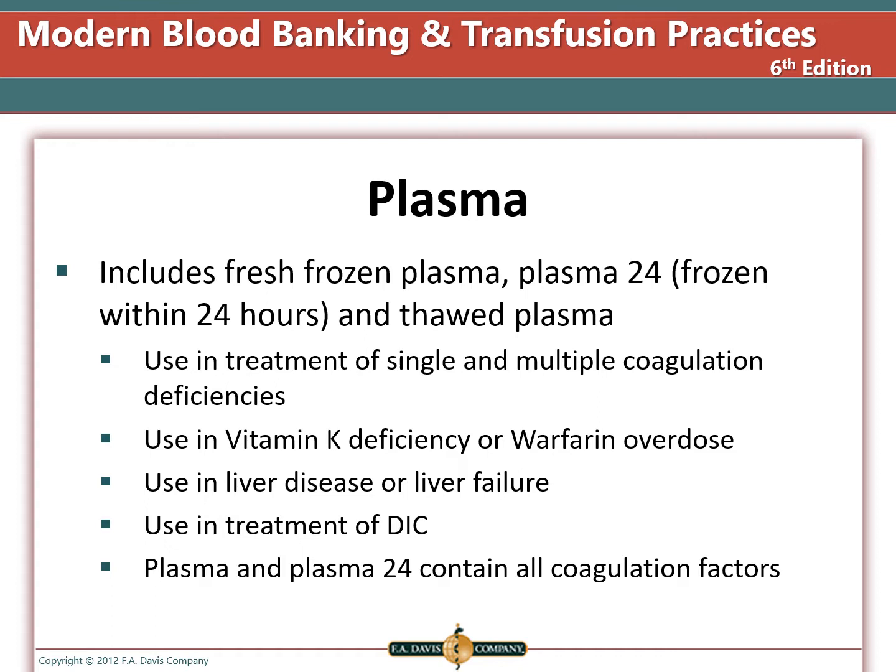Plasma is used in the treatment of single or multiple coagulation deficiencies. If a person has a vitamin K deficiency or warfarin overdose or poisoning, they can benefit from plasma infusion. People with liver disease, such as hepatitis, will also need plasma infusion to replace the clotting factors that the liver cannot produce due to disease. Plasma can be given for the treatment of disseminated intravascular coagulation, but DIC is usually fatal. Plasma and plasma 24 contain all the coagulation factors.